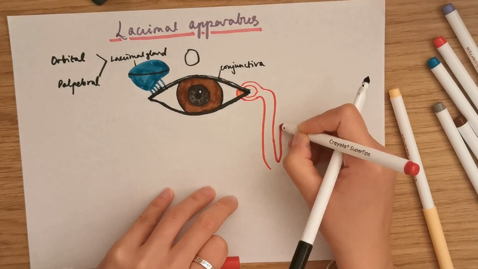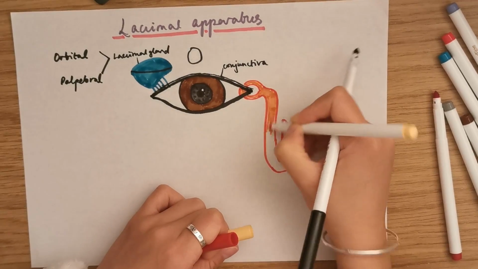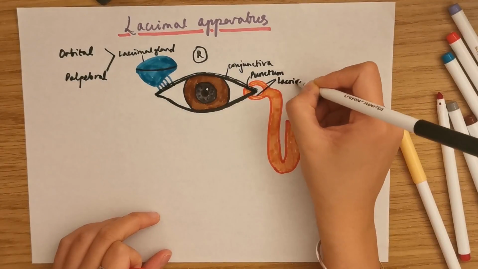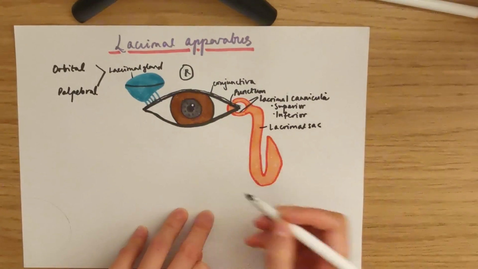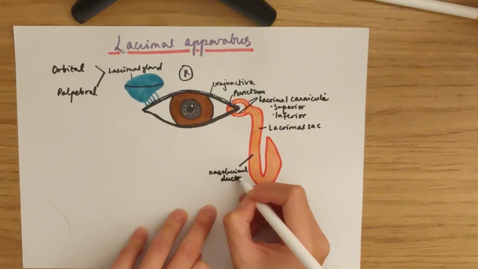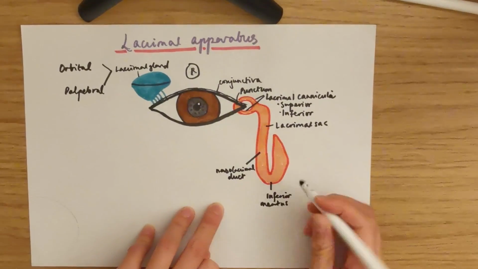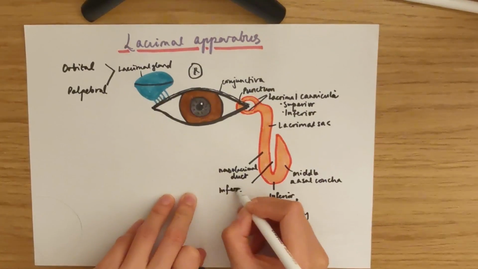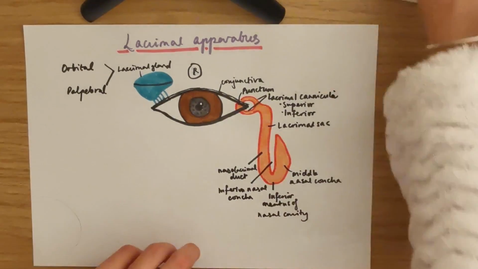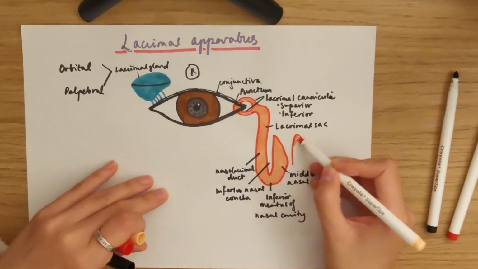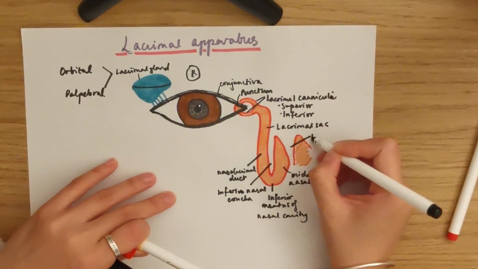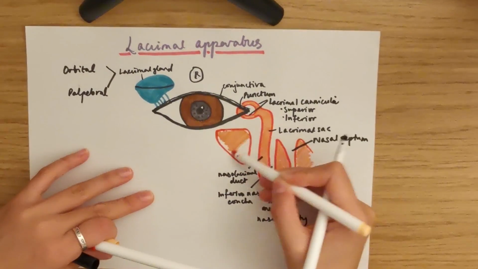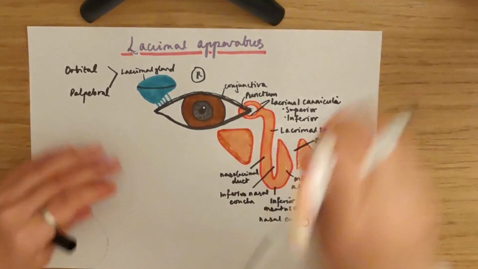The tears then drain towards the medial side where the punctum is, into the superior and inferior lacrimal canaliculi. And then it drains down to the lacrimal sac, onto the nasolacrimal duct, and then past the inferior meatus of the nasal cavity, and to the middle nasal concha. And all the structure will be the same for the other side, so the left eye will have its own lacrimal gland and its drainage system as well. And here is the maxillary sinus underneath the eye.